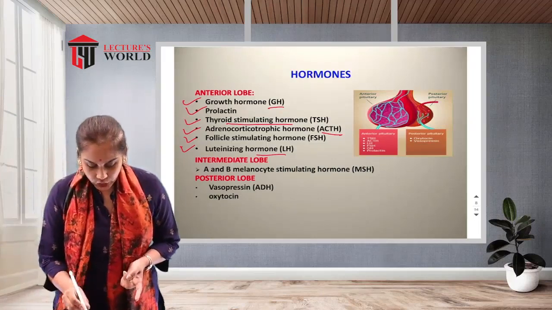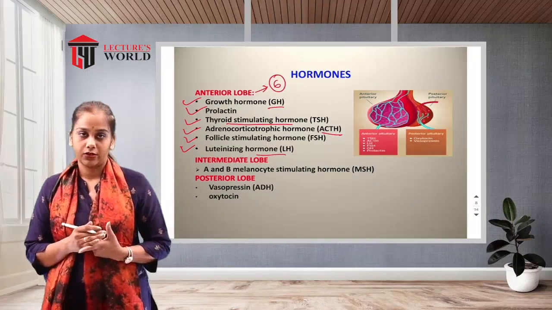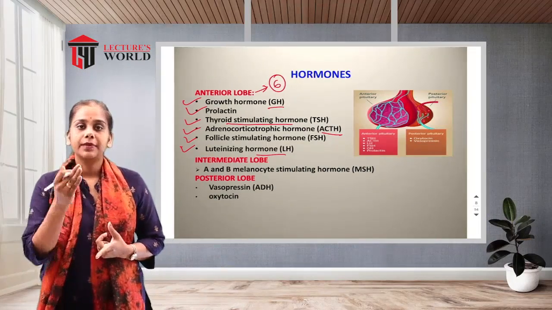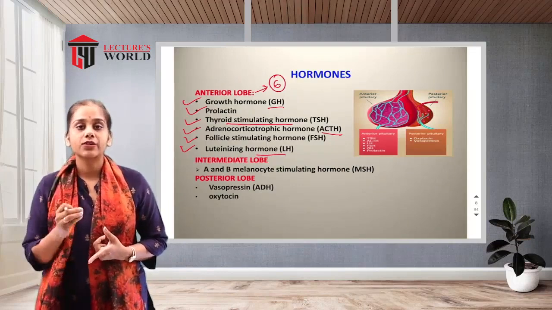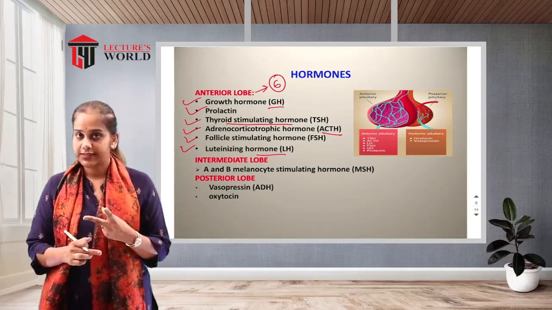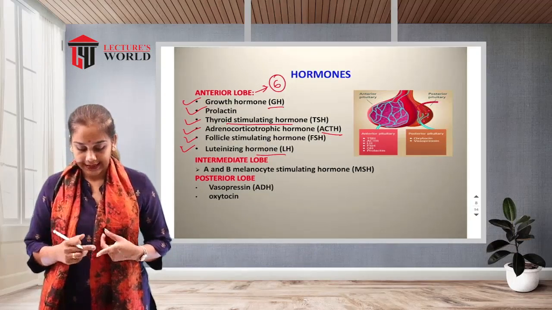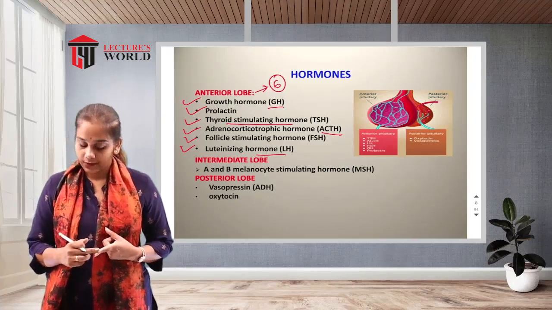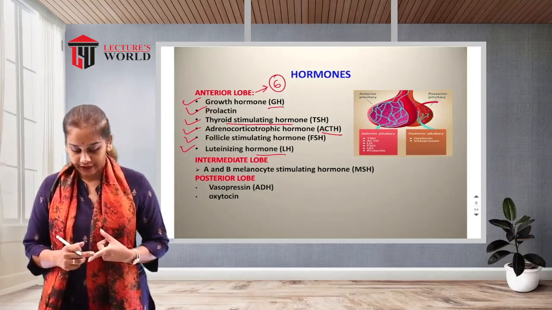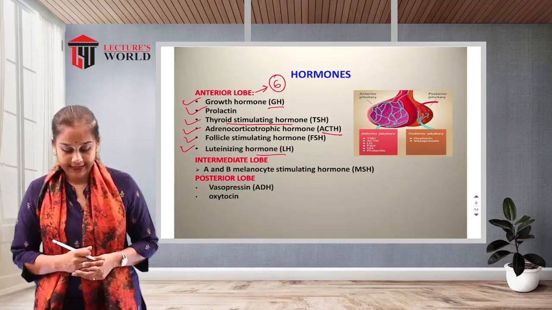So a total of 6 hormones are there in the anterior lobe. The anterior pituitary secretes 6 hormones in our body. Which are the hormones? First is growth hormone, second is prolactin, then TSH, then ACTH, then follicle stimulating hormone, FSH, and last, luteinizing hormone, LH.